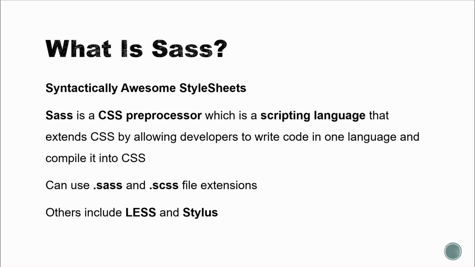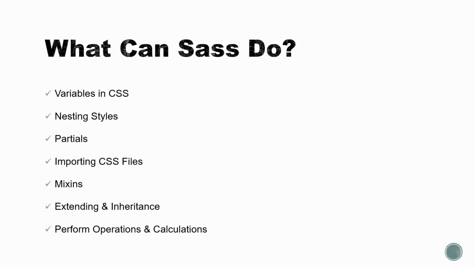As long as you know basic CSS, which you should if you've been following along in this course, then you should be fine. Sass files can use a .sass or a .scss file extension. SCSS is more common, and that's what we'll be working with. Sass isn't the only CSS precompiler or preprocessor. There's also Less and Stylus, which are pretty popular also. So what can Sass do?